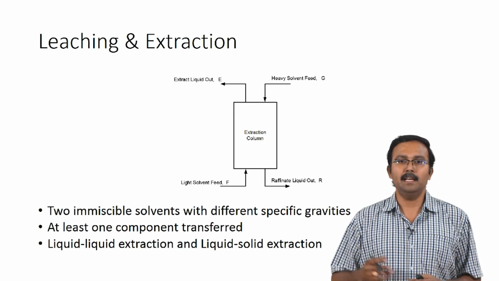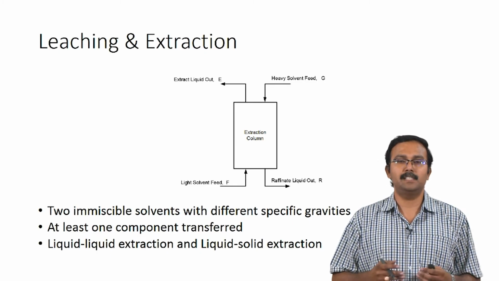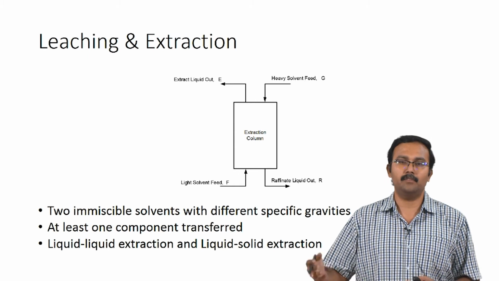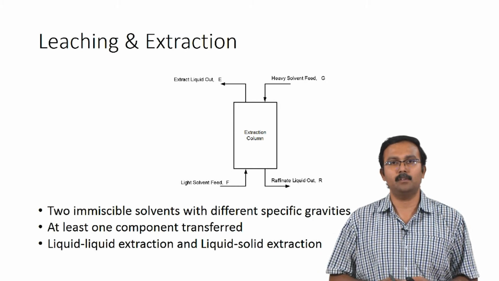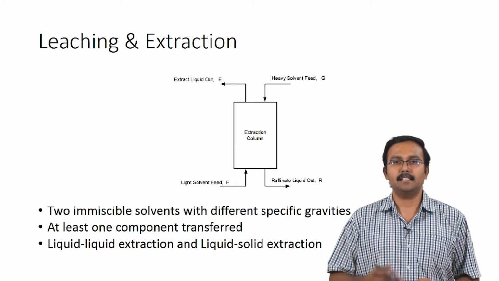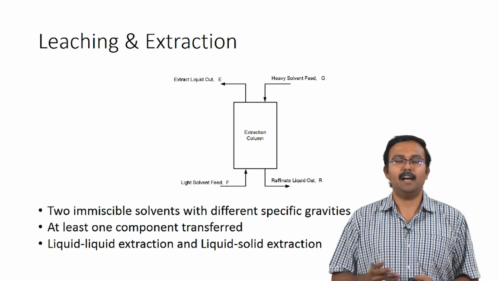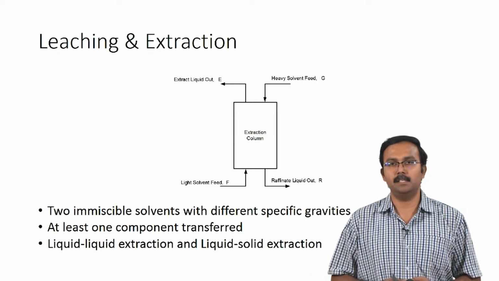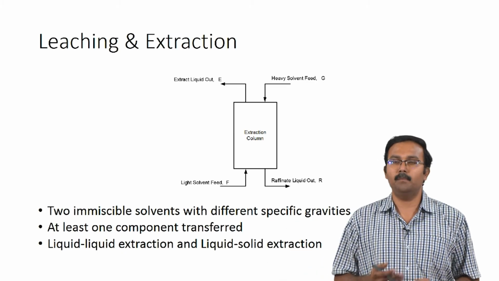You need to be familiar with the terminologies which are used here. A light solvent feed is the one which has lesser concentration of the component of interest, and heavy solvent feed would have the higher concentration of the component of interest. Extract is the product stream which contains the component of interest, and raffinate is the waste stream which leaves the system. The raffinate could either be discarded or be recycled.